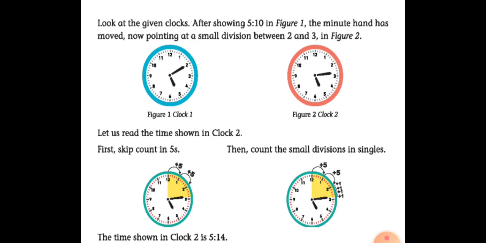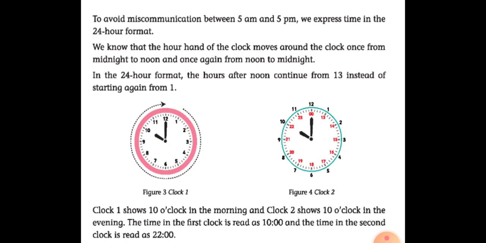Yes, it is 10. From 10, we move on like adding 1. How many 1s are there? 4. So, 10 plus 4 is 14. So, the time shown in clock 2 is 5:14.